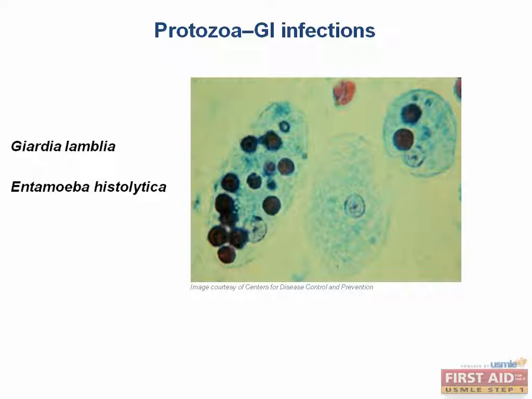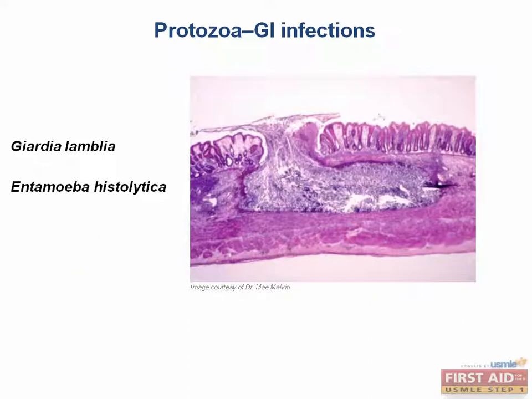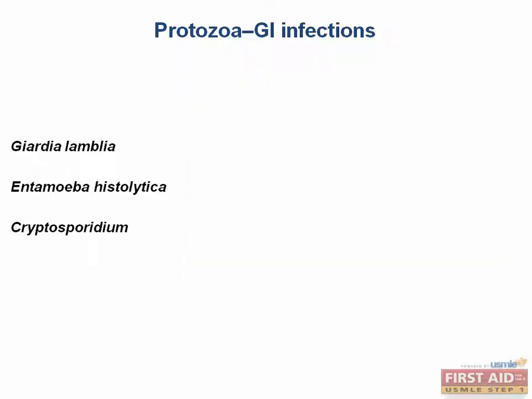They're described as having a flask-shaped appearance because of the narrow neck and broad base, almost like an Erlenmeyer flask from your organic chemistry days. And you can see that here in this image. Note the narrow opening and the broad base, just like your Erlenmeyer flask. Treatment is going to be iodoquinol with the addition of metronidazole.